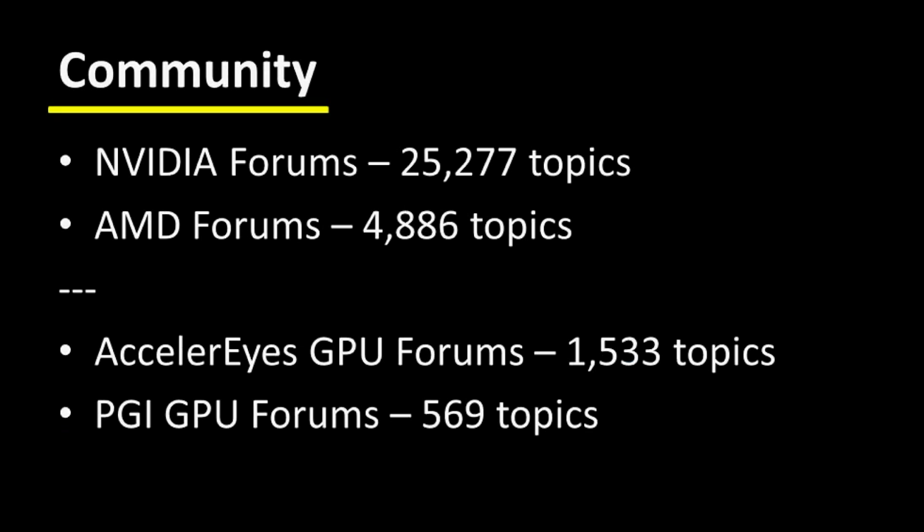The ArrayFire community, just to put it in perspective: we went to the different forums for NVIDIA and AMD on the GPU sections of their websites and tallied up how many topics there were on their forums, and you can see how ArrayFire stands apart from AMD and NVIDIA itself. The ArrayFire and AccelerEyes forums are quite robust. PGI, which produces the OpenACC package, doesn't have as big a community, but it's growing as well.